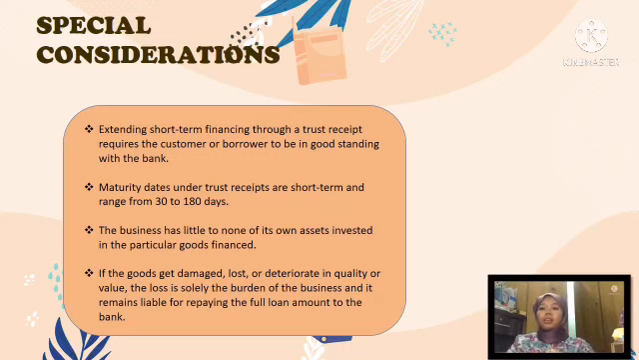Okay, last point is if the goods get damaged, lost, or deteriorate in quality or value, the loss is solely the burden of the business and it remains liable for repaying the full loan amount to the bank. It is because any business expense such as manufacturing costs, freight, customs dues, and storage is the responsibility of the business, not the lending institution. So that's all for trust receipt, and we will proceed to the next presenter. Thank you.